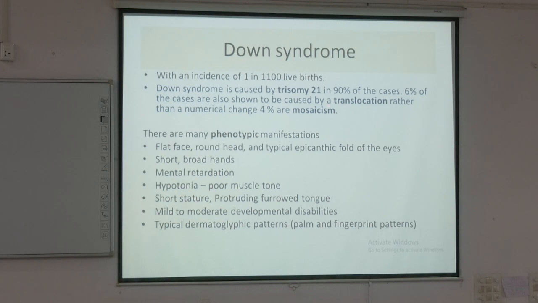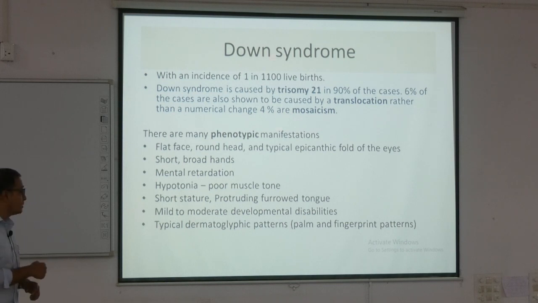It could also be due to what is known as a Robertsonian translocation. We mentioned the translocation between 14 and 21. That Robertsonian translocation can lead to the features of Down syndrome. Another cause could be mosaicism. We're going to talk about what mosaicism is at a later phase.